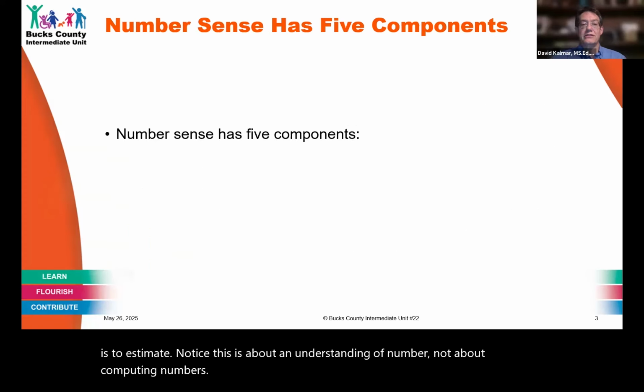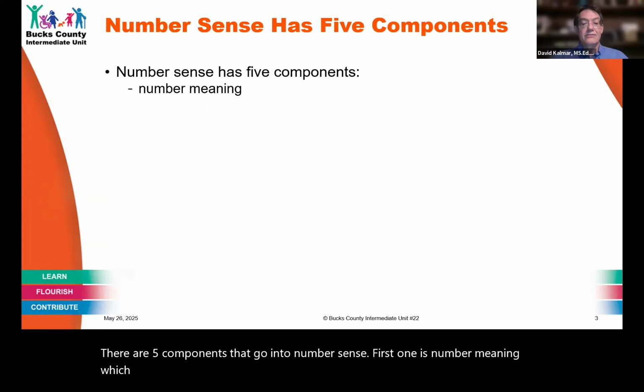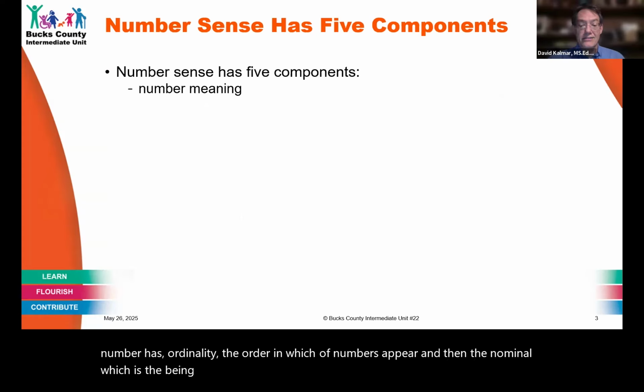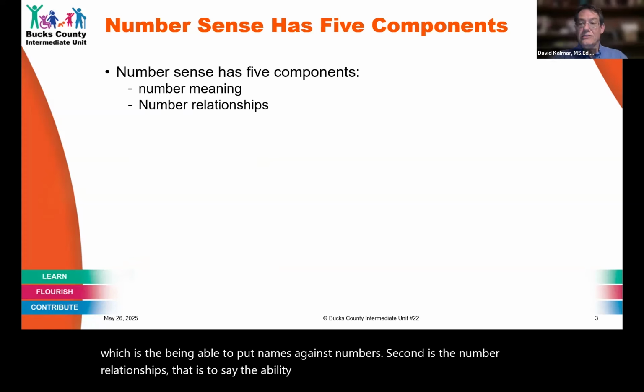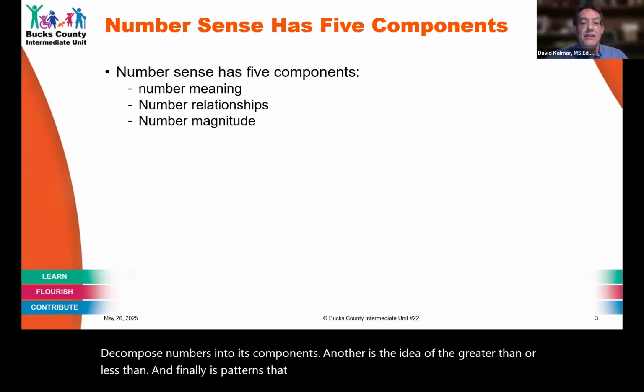There are five components that go into number sense. First is number meaning, which consists of three things. One is cardinality, how much or how many a number has. Ordinality, the order in which numbers appear. And then the nominal, which is being able to put names against numbers. Second is number relationships, that is to say, the ability to decompose numbers into its components. Another is the idea of greater than or less than. And finally, patterns that exist among numbers.